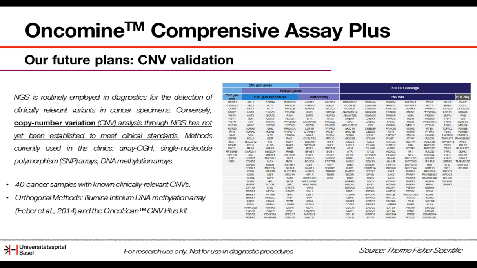However, as you can see, the Oncomine Comprehensive Assay Plus has an impressive collection of genes, and the amplicon design actually allows detecting specific CNV gains and losses. Therefore, we want to test this feature, and we plan to include 40 cancer samples with known clinically relevant copy number variations. And as orthogonal methods to validate, we plan to use the Illumina Infinium DNA methylation array as well as the OncoScan CNV Plus kit.